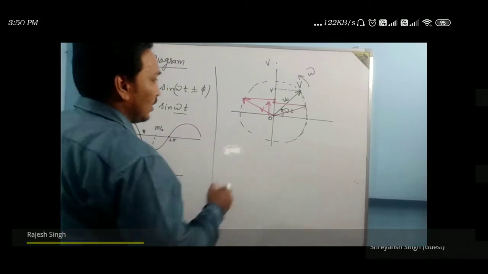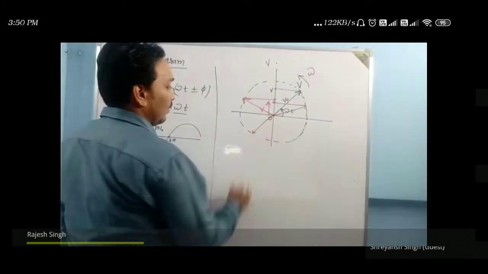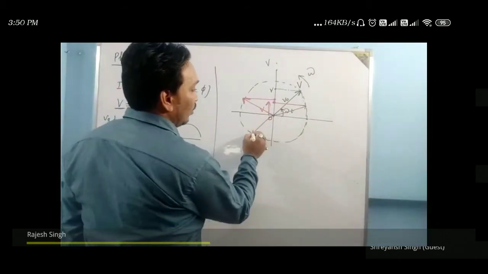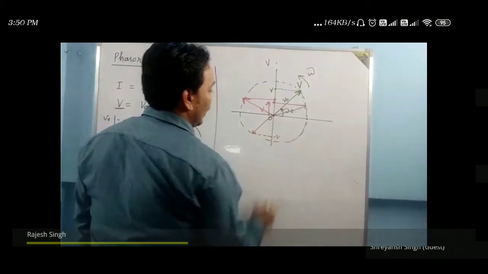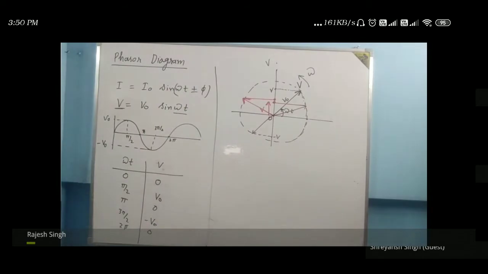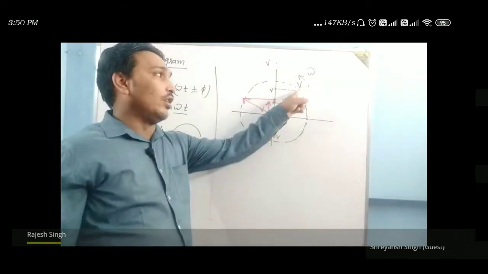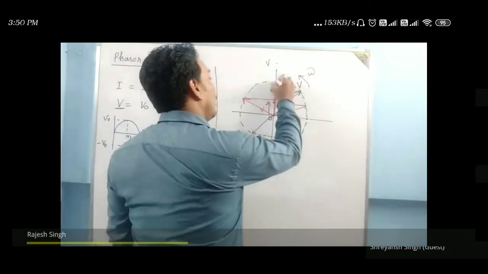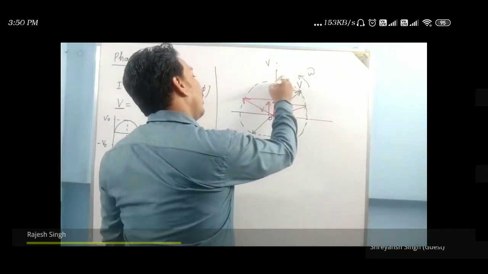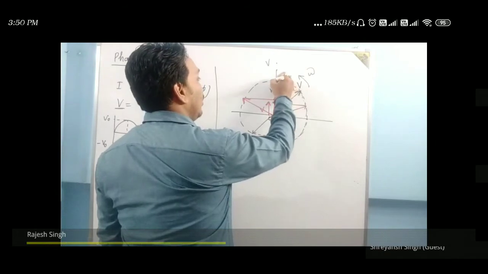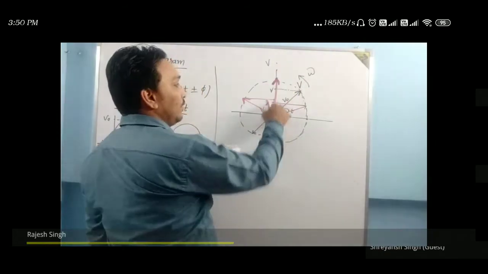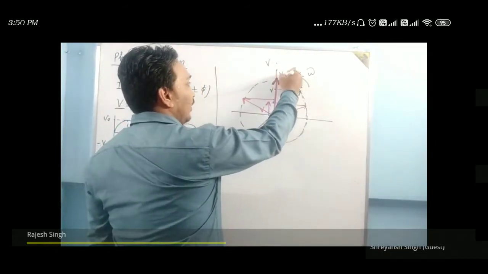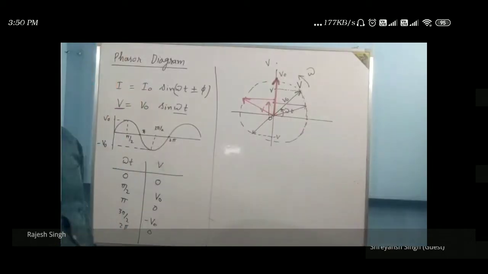Okay? Suppose the arrow is here. Then what is the value? At this time the voltage is negative. Here we have minus V. The length of the arrow I have taken as V0. When the arrow reaches over here at this point, then what is the value of V? Since the length of the arrow is V0, at this point of time the value of voltage is V0. So this is how we calculate V.